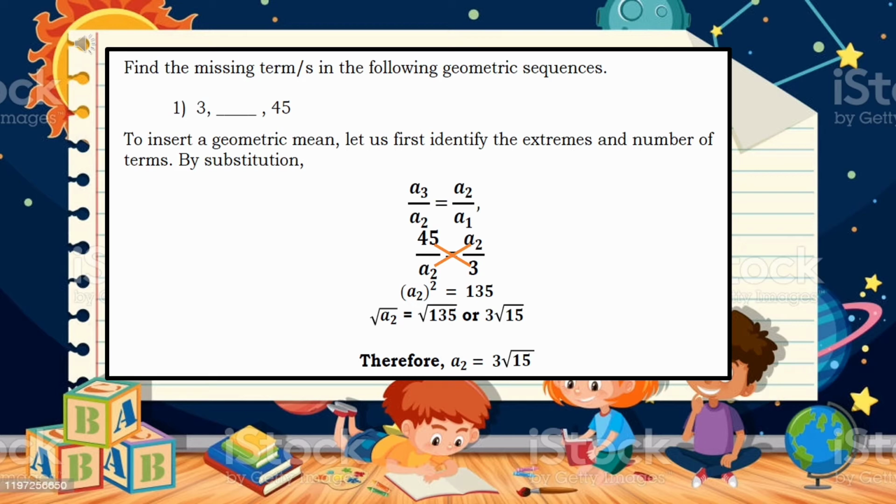And then we're going to cross multiply. So 45 times 3 is 135. a sub 2 times a sub 2 is a sub 2 squared. So let's use the square root. The square root of a sub 2 squared equals the square root of 135, or 3 square root of 15. Therefore, your a sub 2 is 3 square root of 15.